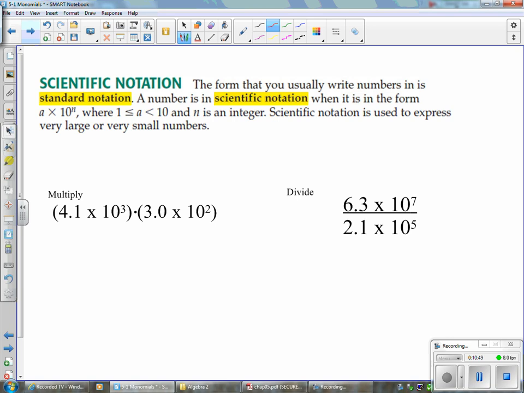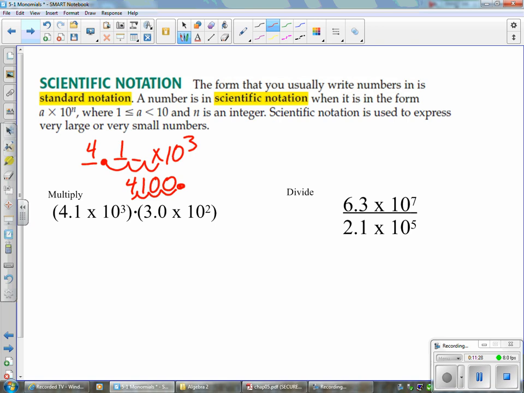Scientific notation. Remember, the rules are you get one non-zero digit in front of your decimal. And then you have to have a times 10 to some exponent. So if I had 4.1 times 10 to the third, remember that just says move the decimal 1, 2, 3 spots. So that's 4.1, and fill the rest in with 0s. So 1, 2, 3 spots. There's my new decimal point. 4,100.